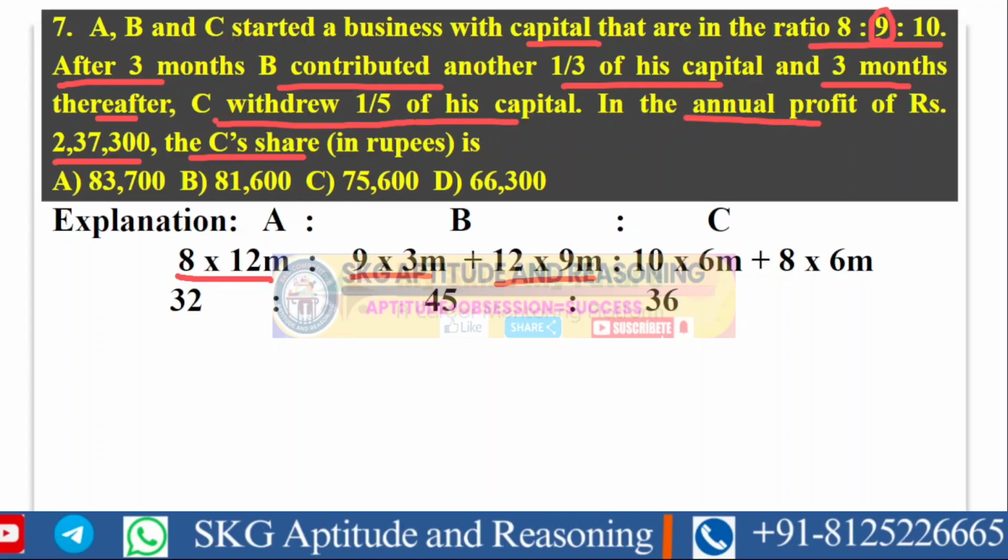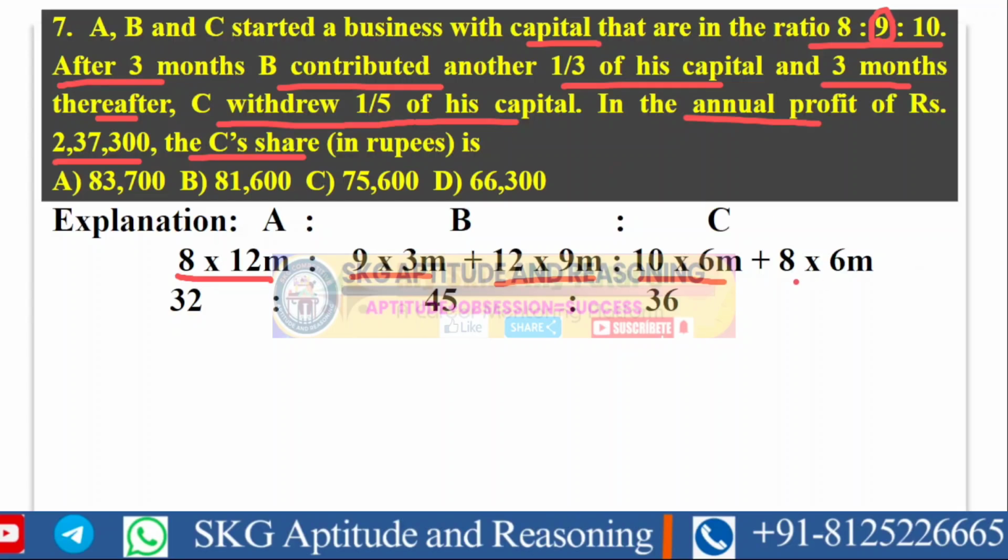And regarding C, after another 3 months thereafter, C withdrew one fifth of his capital, which means after 6 months from the start of the business. So initially 10 parts of amount was invested for 6 months, and after that he withdrew one fifth of his capital. So what is one fifth of 10? One fifth of 10 is 2.